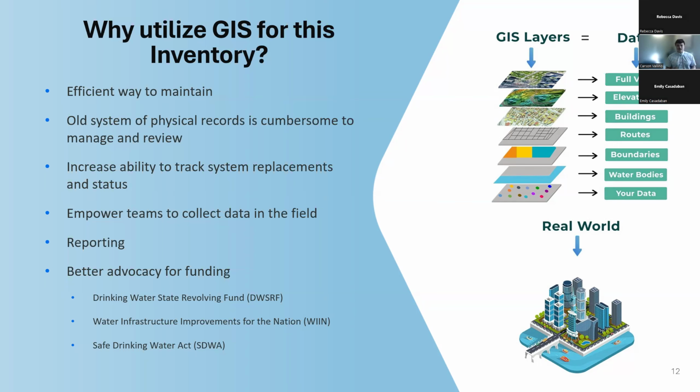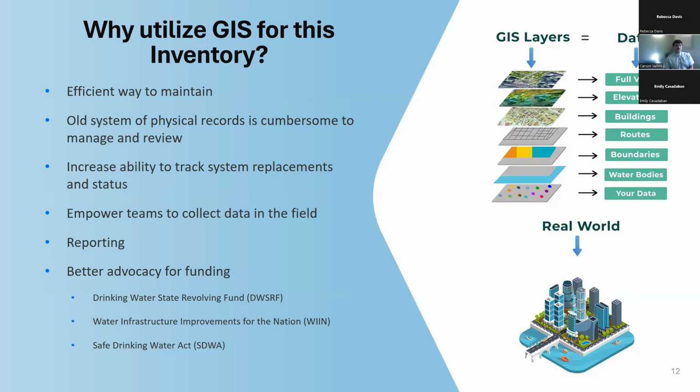So why utilize GIS for all that? Because it's an incredibly efficient way to maintain and also disseminate this information to the public and to the state as well. If you're using something like an old physical record system with Excel spreadsheets and physical documents, it's very cumbersome and unwieldy to get all of that together, monitor in a proper way, and share that information. Utilizing GIS, you're able to increase your ability to track these replacements, monitor the replacements, share the replacement status, and really just better advocate for things.